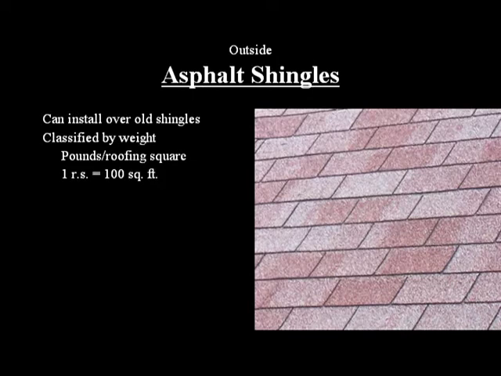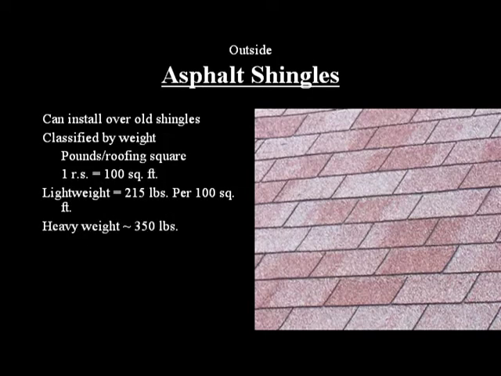So, if you were to purchase lightweight shingles that are the least costly, you would be purchasing about 215 pounds of shingles per every 100 square feet. Heavier shingles go up to about 350 pounds per roofing square and generally have a longer lifespan.